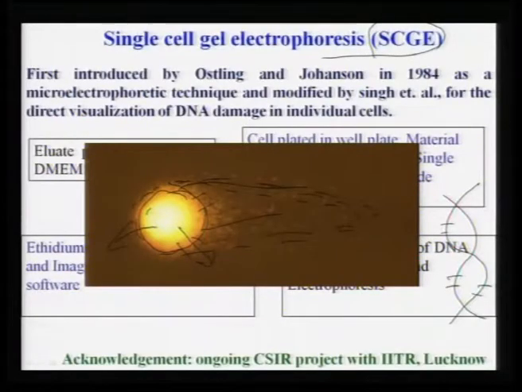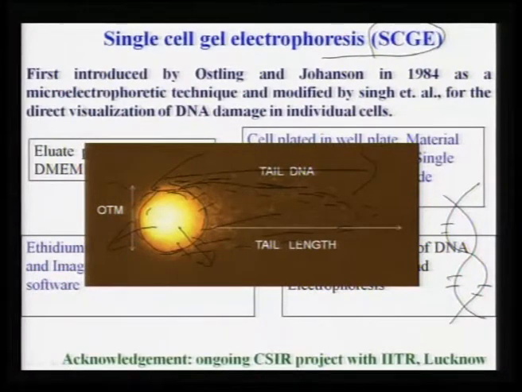Okay. Now, how to quantify DNA damage? You have a certain tail here, and you can measure this tail length, that is called DNA tail length, or you can measure the OTM. OTM stands for olive tail moment. Olive is the name of the scientist who defined the tail moment this DNA comet has, and then you can find out the tail DNA length also.